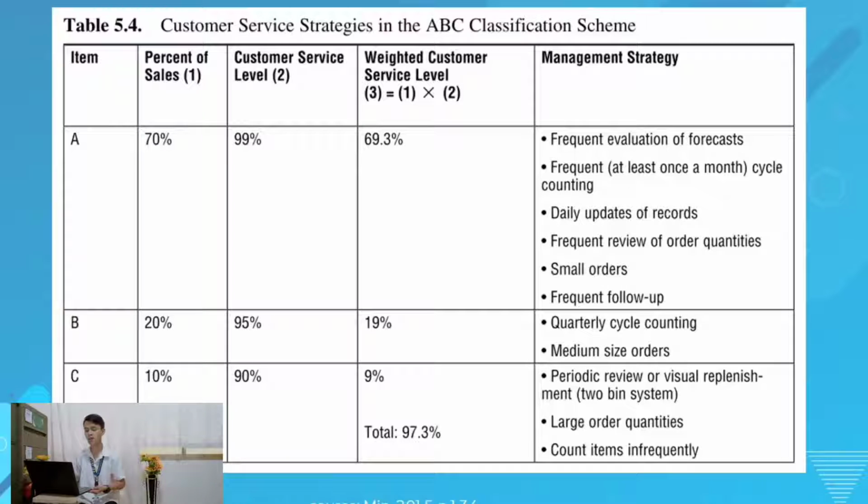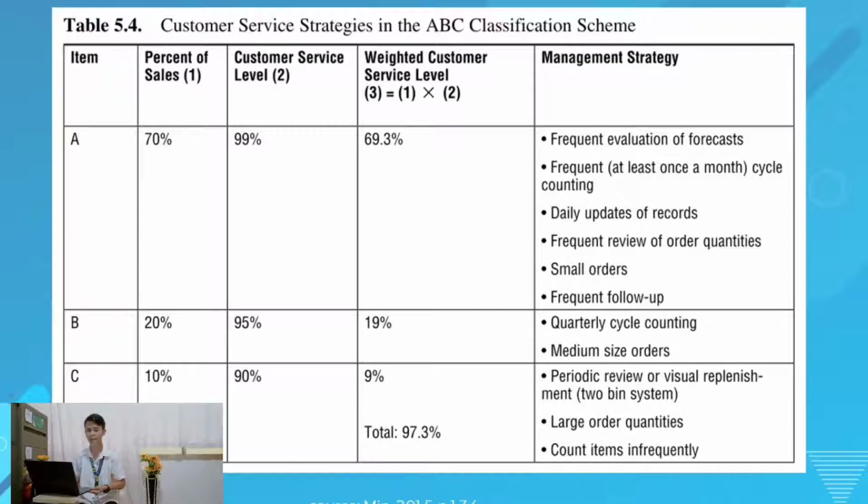Okay, let's move on to item B. Its percent of sales is 20%. The customer service level is 95%. The weighted customer service level is 19%, and its management strategy is quarterly cycle counting and medium-sized orders.